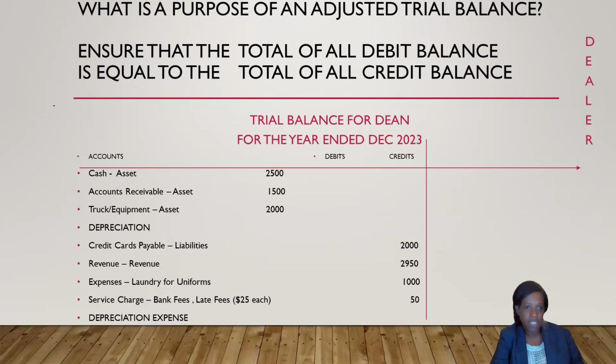And here is a sample of what an adjusted trial balance would look like. And what are we trying to do? We're trying to ensure that all of the debit balances are equal to all of the credit balances. So we have listed in here a depreciation expense, some bank service fees. Your bank service fees would be affected by your cash. So your bank account would go down.